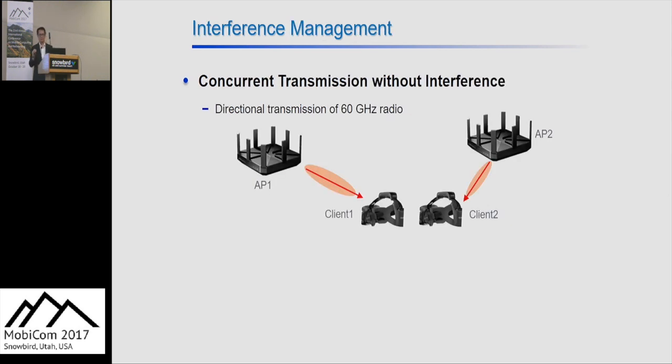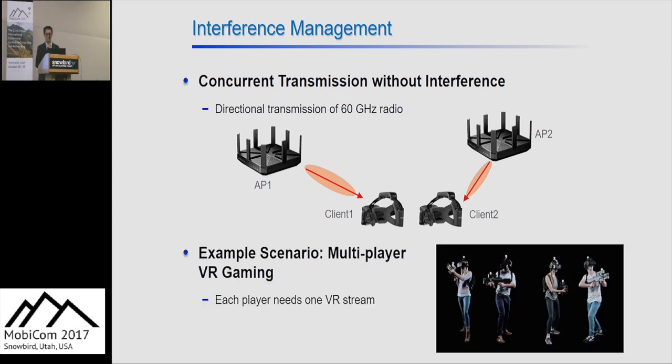Recall that the 60 GHz radio uses directional transmissions. So with multiple access points, it's possible to transmit to multiple clients at the same time without interference. And this property can enable many interesting applications, such as multiplayer VR gaming, where each player requires dedicated high-speed video streaming.